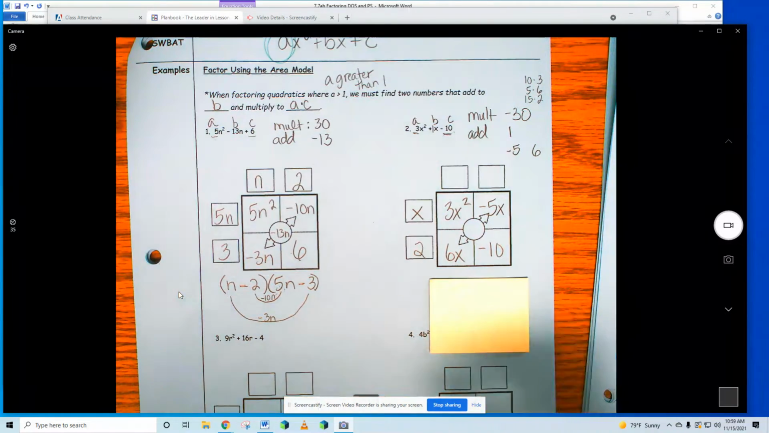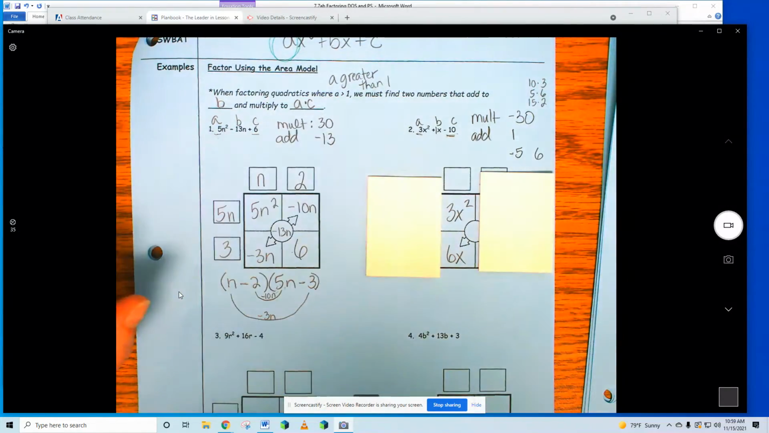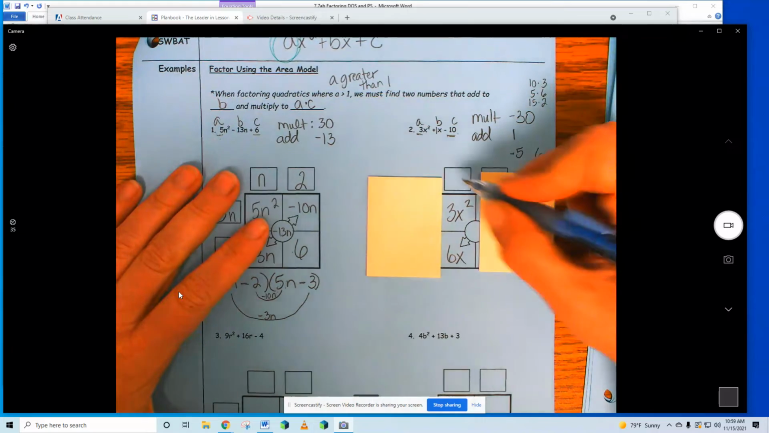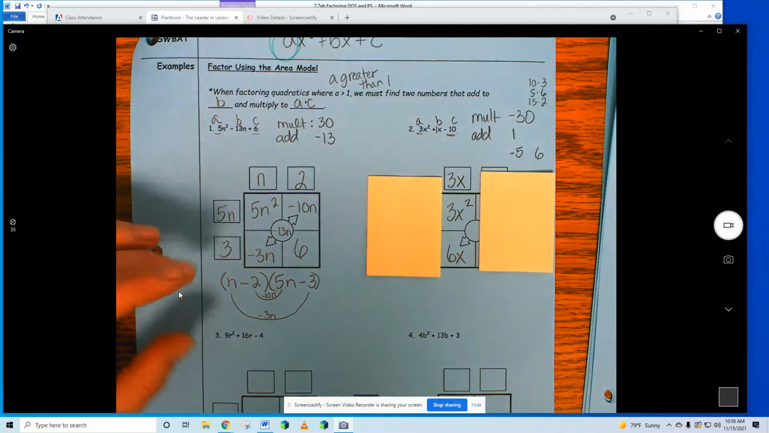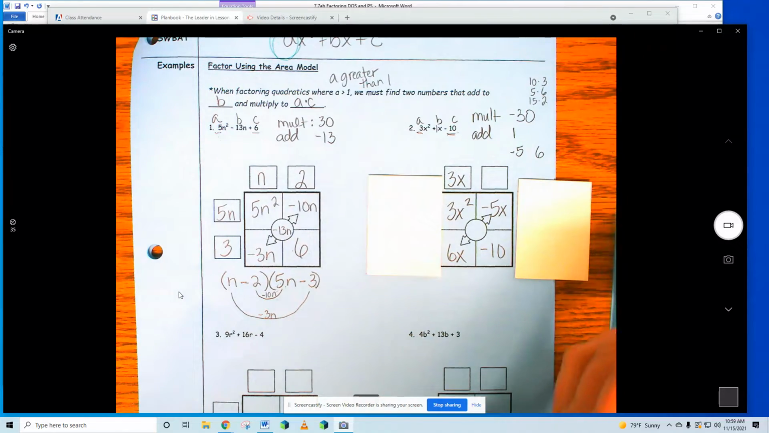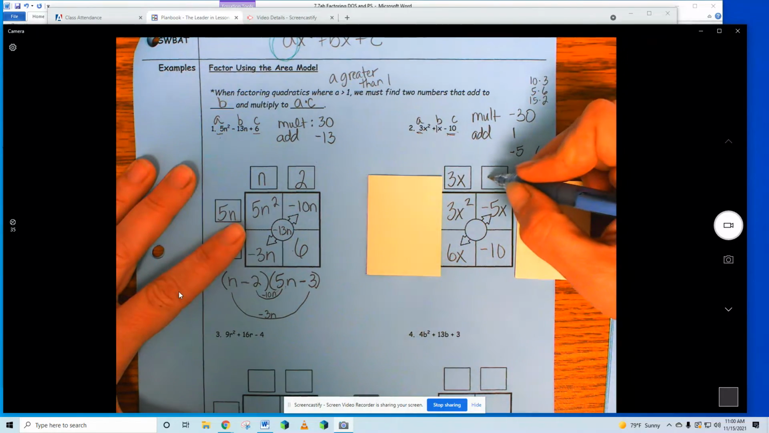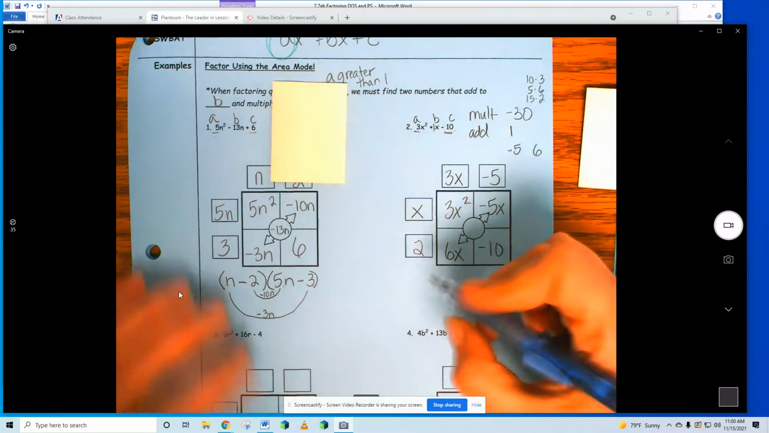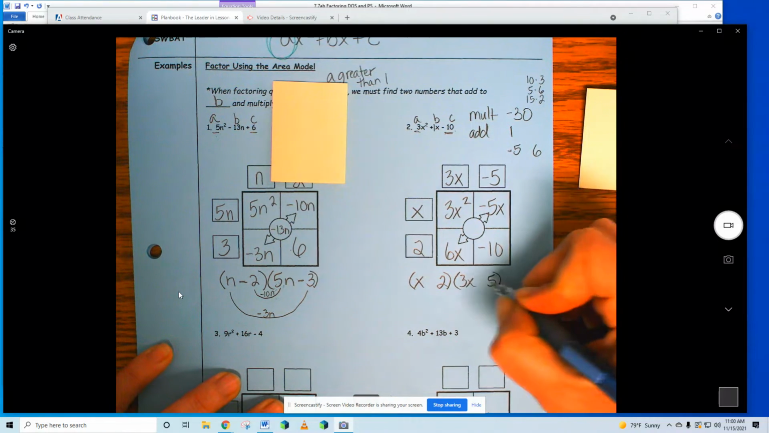Okay. Now, this one, 3x squared and 6x. 3 and an x, right? Last. Oh, those are both negative? That's kind of a giveaway, guys. If they're both negative, it's going to for sure be a negative 5. But I still need to check. So here's my parentheses. X and 2, 3x and 5. And I think it's a negative 5.